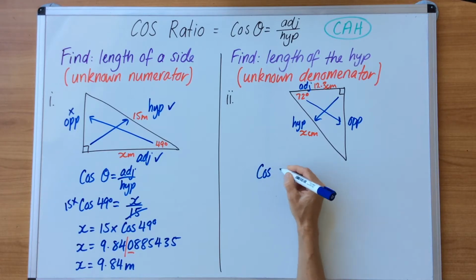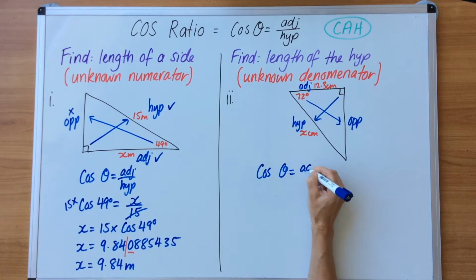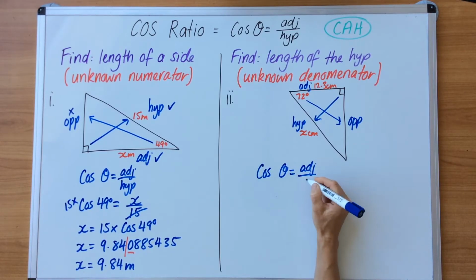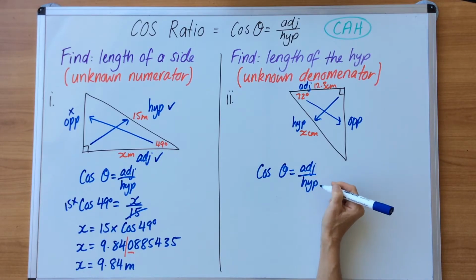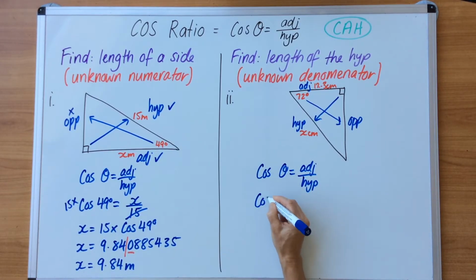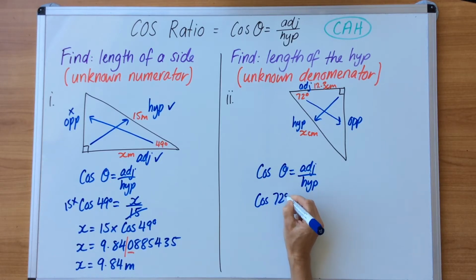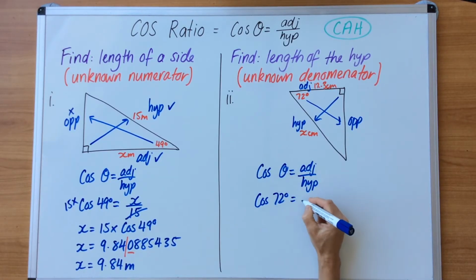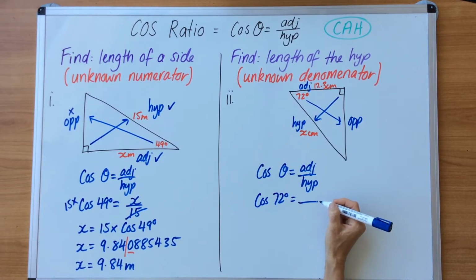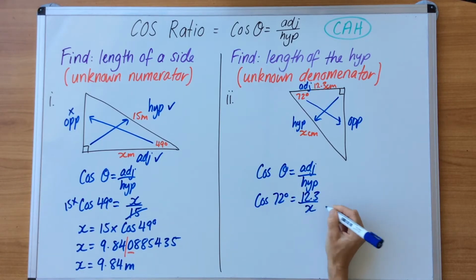So again, we have to write the rule. Cos theta equals adjacent over hypotenuse. And our second line of working is the substitution. So we change theta for 72. And now we have the denominator on the bottom because my adjacent is 12.3 and it sits on top. And my unknown is the height, which is the x.